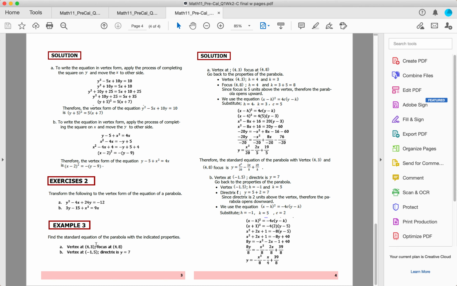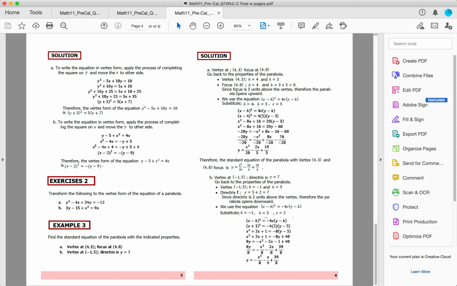Okay, the same thing for letter B exercise. So just follow this pattern. Okay, then we have example 3. This time, you're not given the equation, not the vertex form, not the standard form, or any other form, but you're given properties. How will you write the equation of the parabola if you're just given properties like vertex and focus?